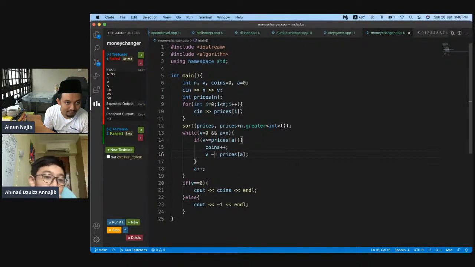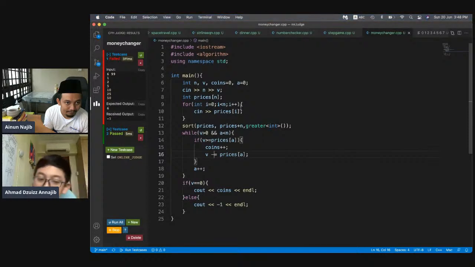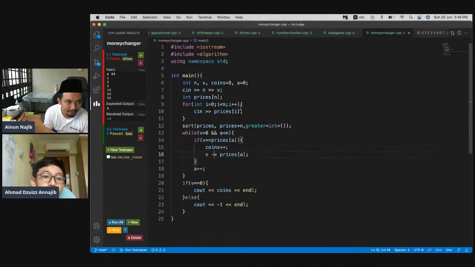Greater in is descending. Yeah. 50 plus 25 plus 10, how much? 75.